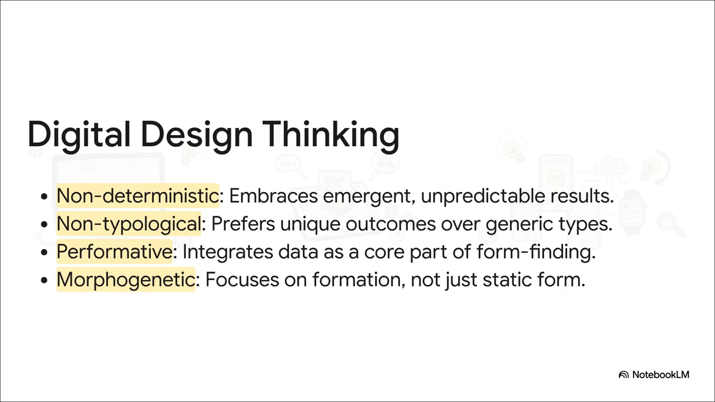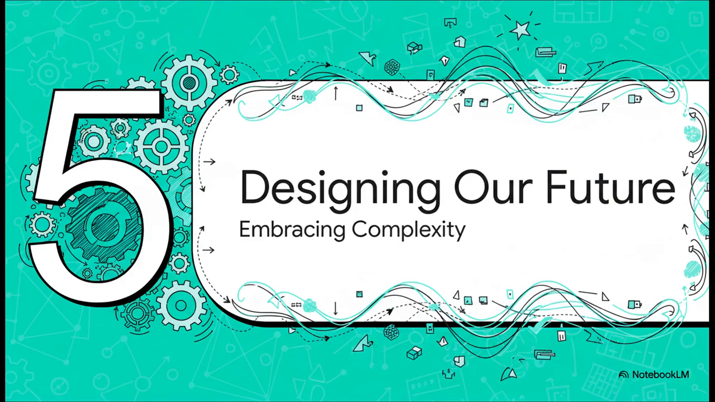Well, for one, it's non-deterministic. It embraces unpredictable, emergent results. It's also non-typological, which is a fancy way of saying it prefers unique outcomes over just repeating standard types. It's performative, meaning real-world data is a core part of finding the form. And finally, it's morphogenetic. It is obsessed with the process of how a form comes to be, not just the final static object. This whole evolution, this new way of thinking, it's all pointing toward a future where our ability to design and manage incredibly complex systems is reaching a whole new plane.